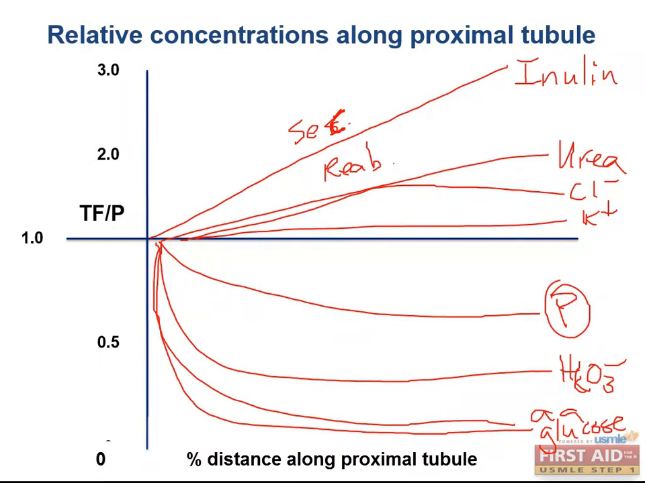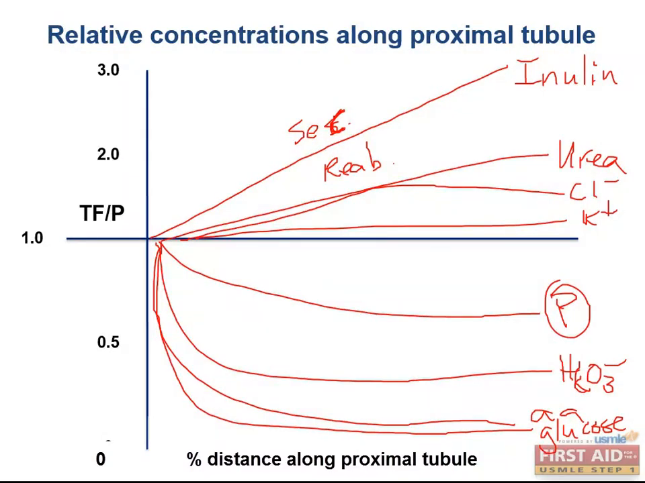The second important point to take away is that the tubular fluid to plasma ratio can tell you how quickly something is absorbed relative to water. For example, glucose and amino acids are reabsorbed very quickly in the proximal tubule and much faster than water. So they are completely reabsorbed by the end of the proximal tubule. On the other hand, chloride is reabsorbed slower than water in the proximal tubule, which makes sense since there are other anions such as phosphate and bicarbonate that are being reabsorbed.